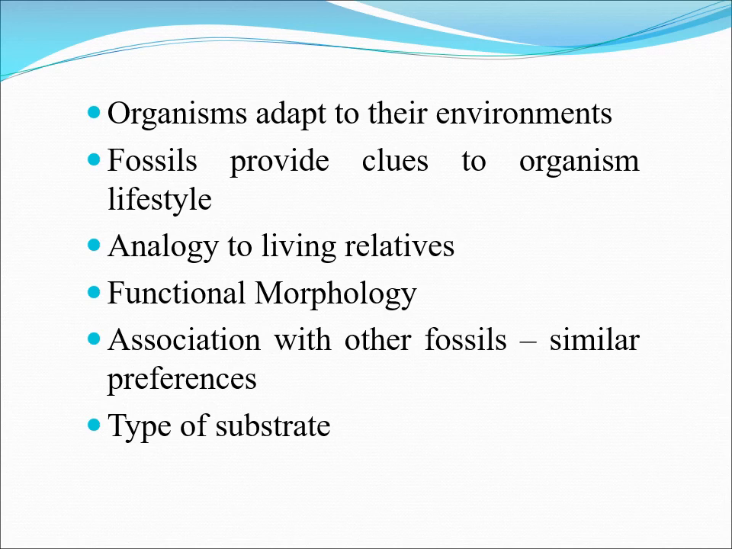Third, analogy to living relatives, that means their relations to living relatives, how they interact with other living organisms. Fourth one is functional morphology, that means which organ of any particular organism is used for what purpose. That is the functional aspect of any organism, such that the wings of a bird are used mainly for flight.